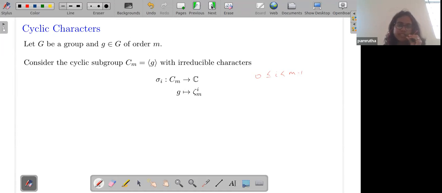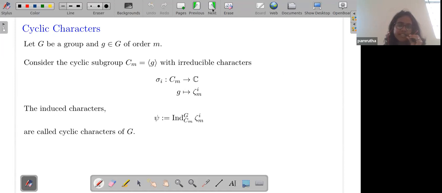Now, what we want is the cyclic character. By cyclic character, what I mean is the induced character from the cyclic subgroup to the group. So we have a group G, and a cyclic subgroup Cm generated by a particular element in this group G. Now, we have an irreducible character here, denoted theta m to the power i. When we induce this, we get a character, which I denote as psi.